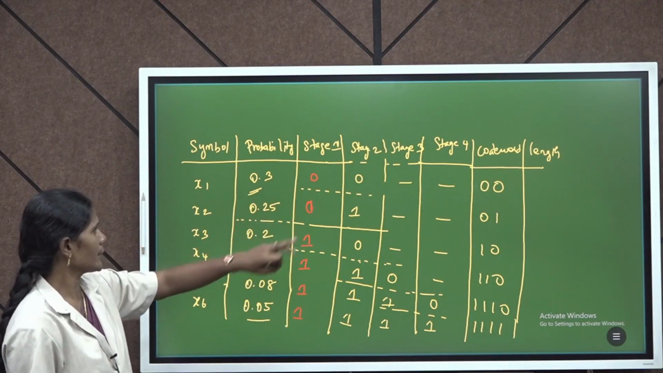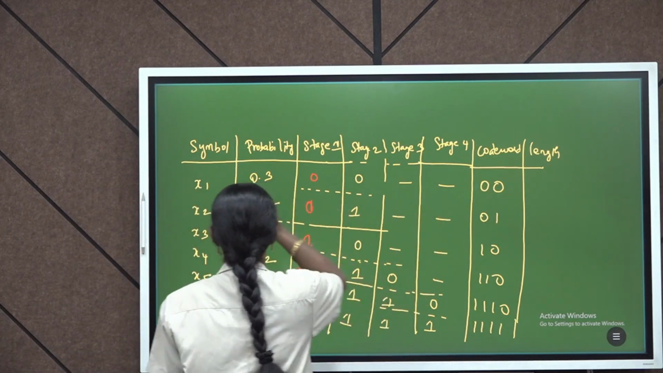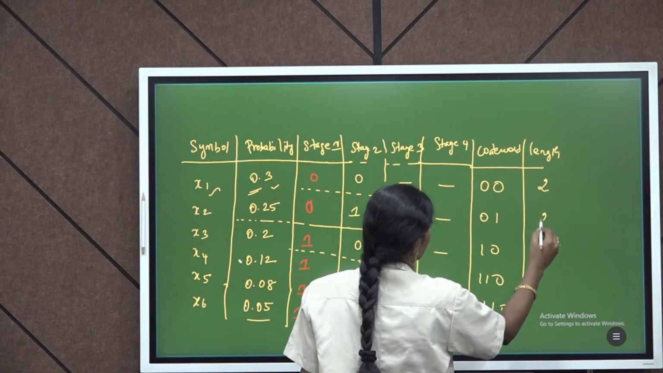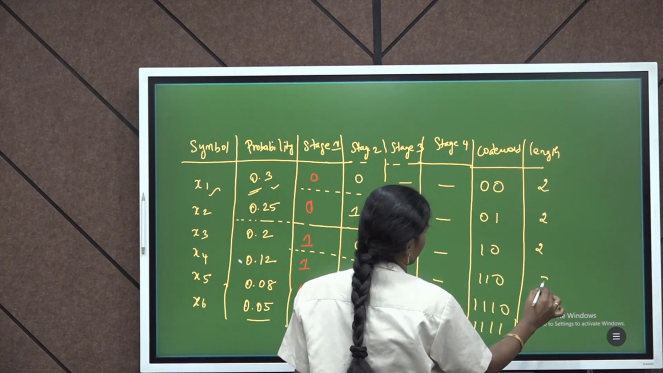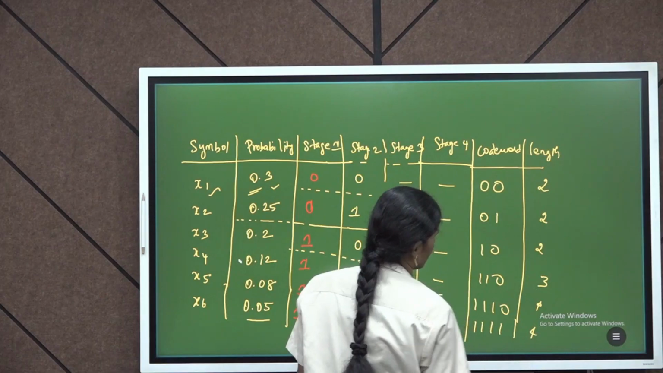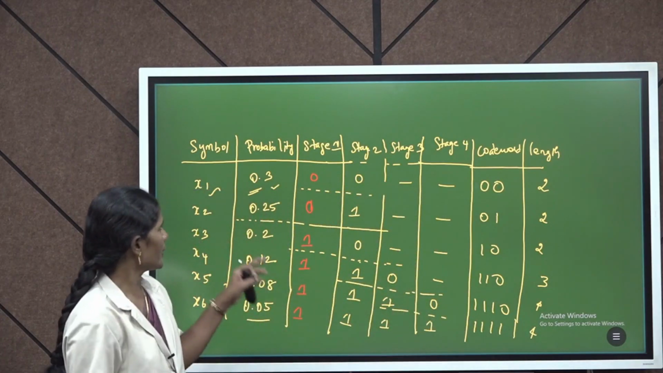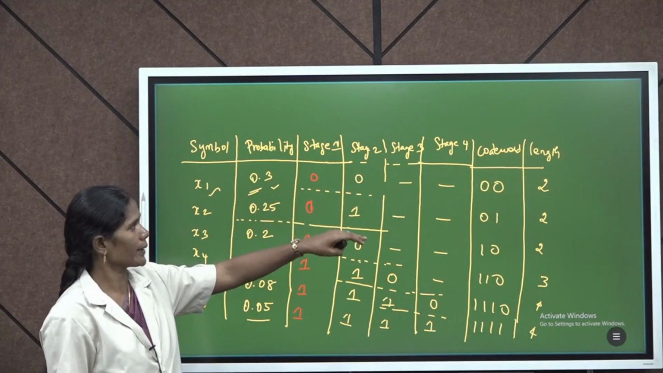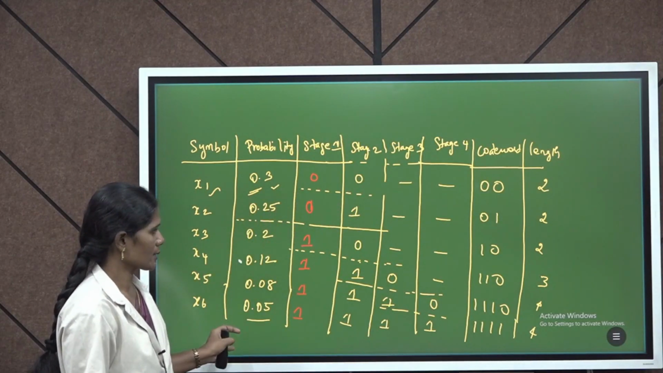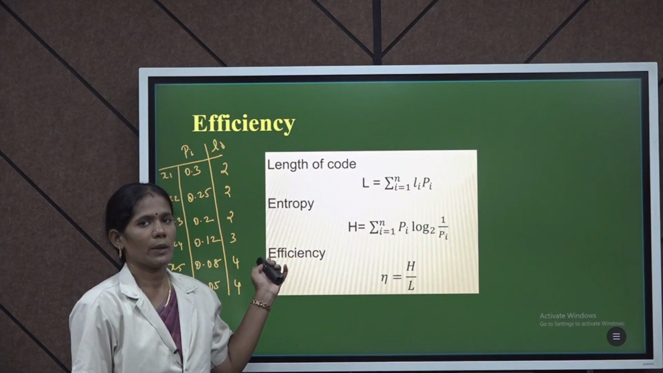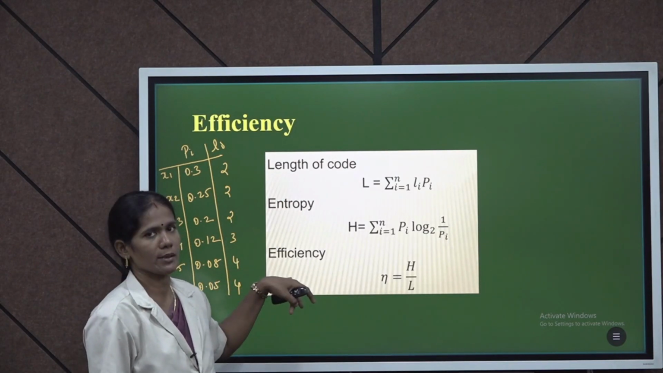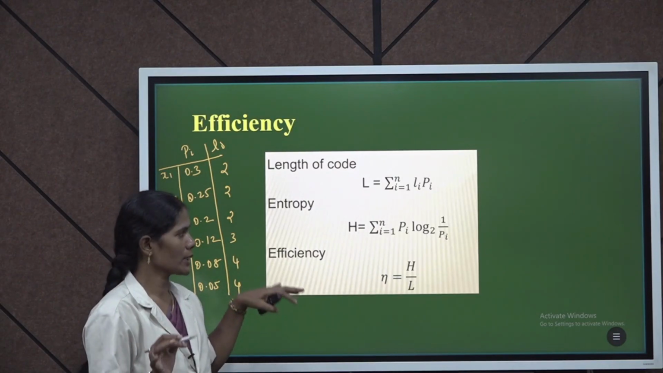Next we can identify the length. So, the length for x1 or 0.3 is 2. So we have obtained the length for each symbol here. By using this Shannon-Fano table we identified the length for each message here. Okay, by using the Shannon-Fano table we can identify the length, entropy, efficiency as well as redundancy.